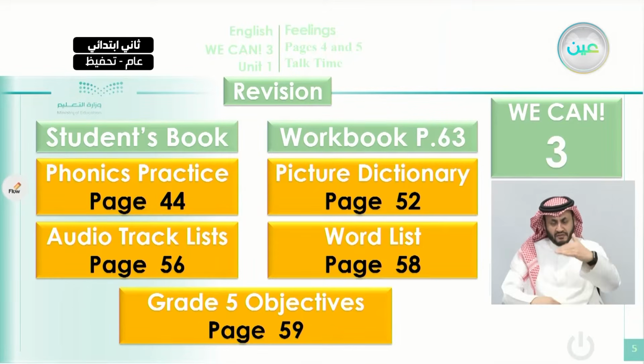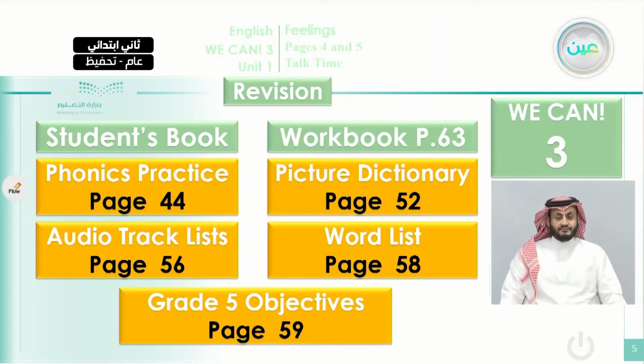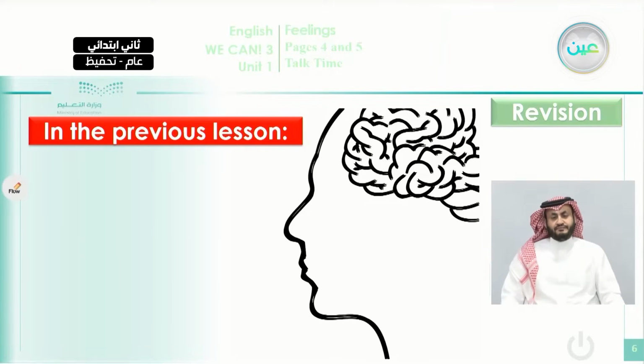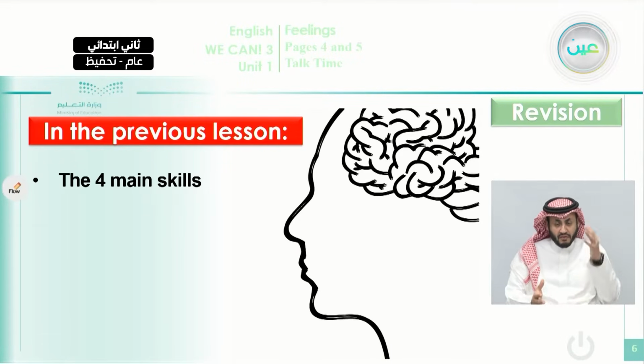The last thing, or the last section, is called grade 5 objectives. Okay, you are at grade 5 now, and you are going to achieve some goals regarding your English and how you can improve your English and how you make your English better. These are the objectives. You can find them on page 59. At the end of this class, inshallah, this semester, you will check if you achieved these goals or not by reading page 59.